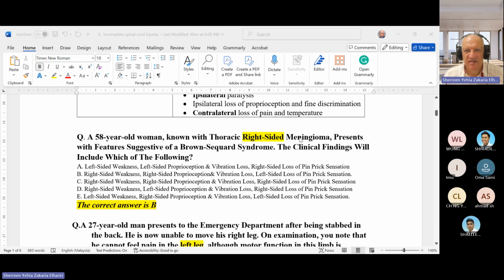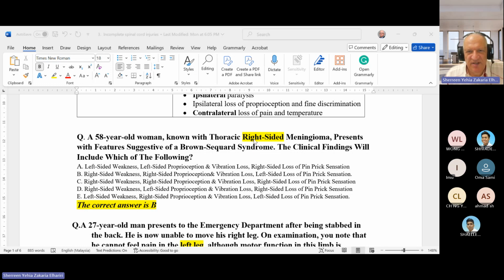So you can find the same famous question: a 58-year-old woman known to have a thoracic right-sided meningioma. Meningioma is a benign tumor, but you know a benign tumor in a small area can compress and cause damage, like a pituitary adenoma affecting the optic chiasma, causing bitemporal hemianopia. Okay. She presented with features suggesting Brown-Sequard syndrome. The clinical finding will include which of the following?